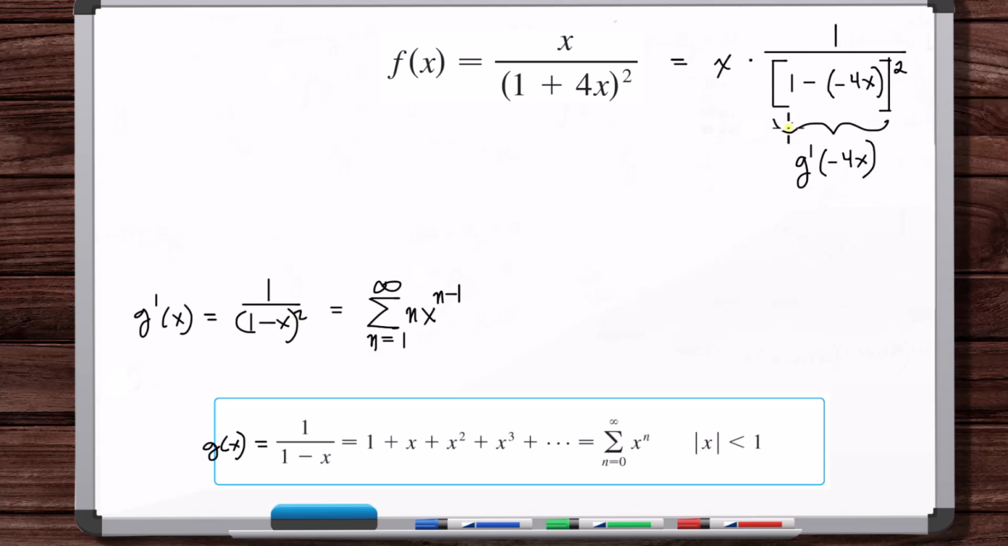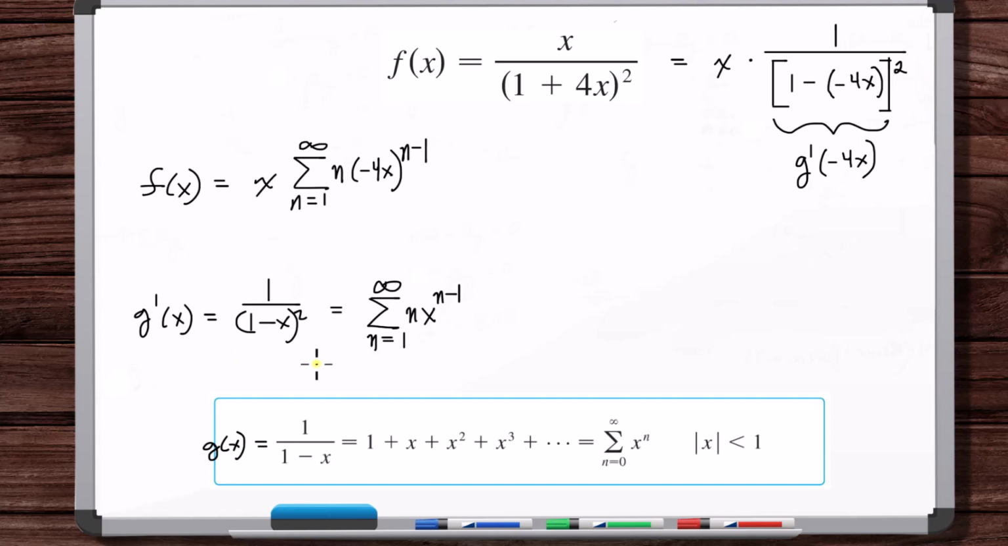These match up. So therefore f of x is equal to x times, and then we just plug that in here. So this is n times minus 4x. And there we go. So now we just need to simplify. And, well, okay, before I erase that.